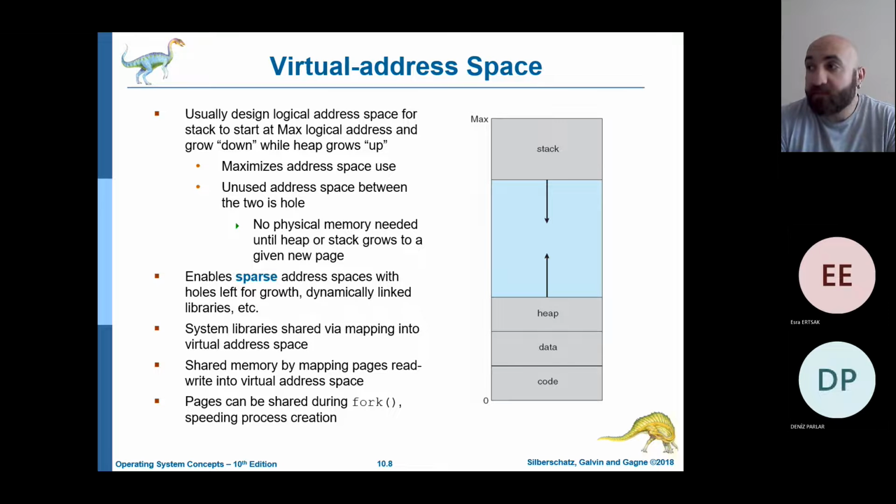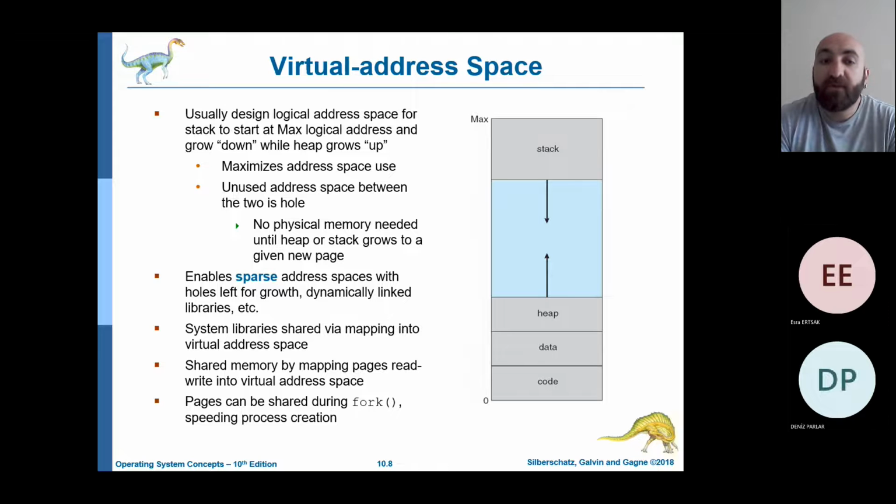The large blank space, or hole, between the heap and stack is part of the virtual address space, but will require actual physical pages only if the heap or stack grows. Okay, on the logical address space, the virtual address space, we can reach those addresses, but we only need those parts physically if the heap and stack grow. So a virtual address space that includes holes is known as a sparse address space.